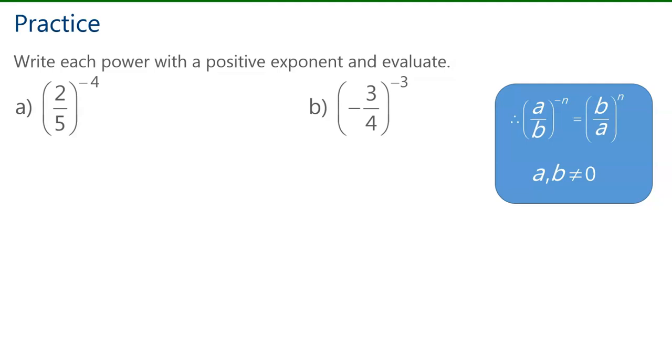By the way, in the rule a over b to the -n equals b over a to the +n, both a and b can't be 0. Otherwise, you make it division by 0.